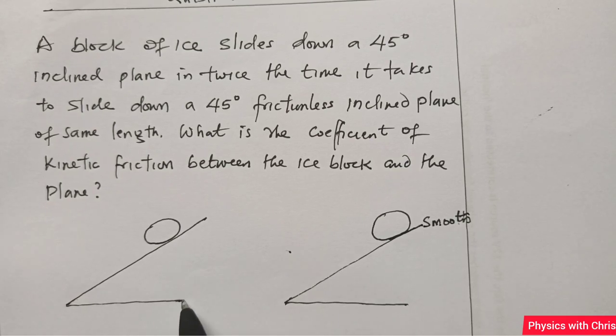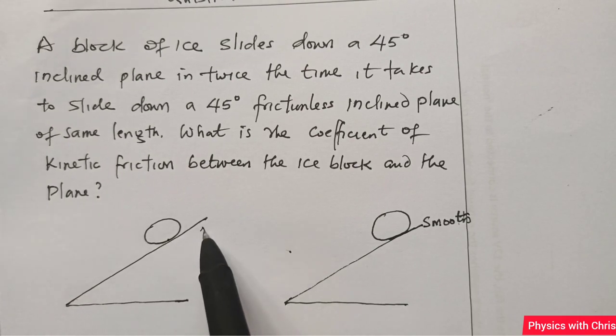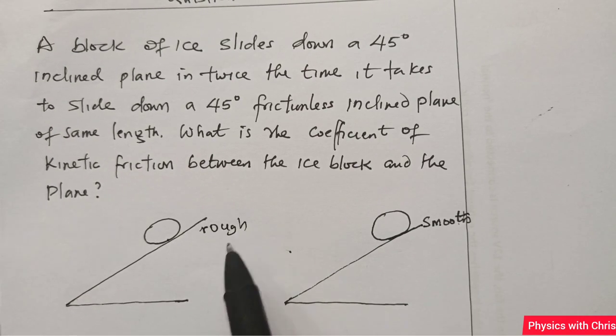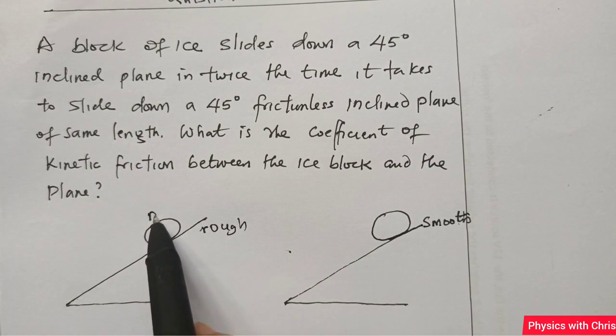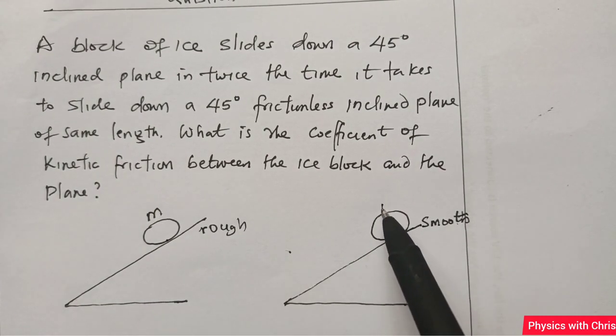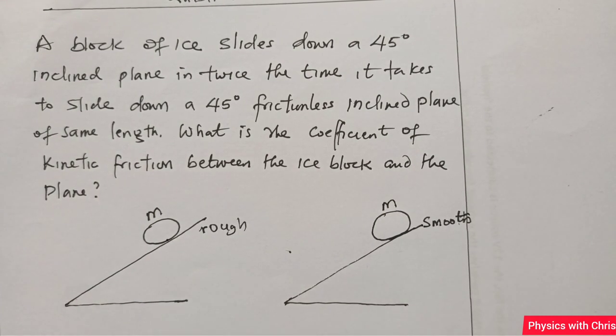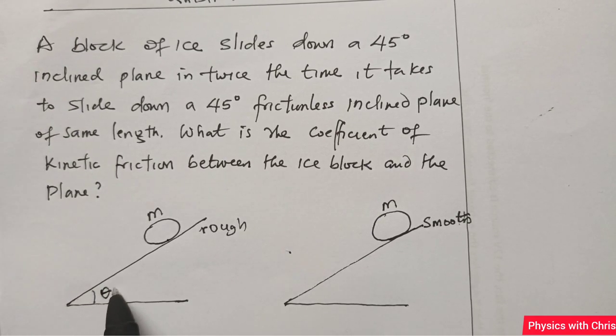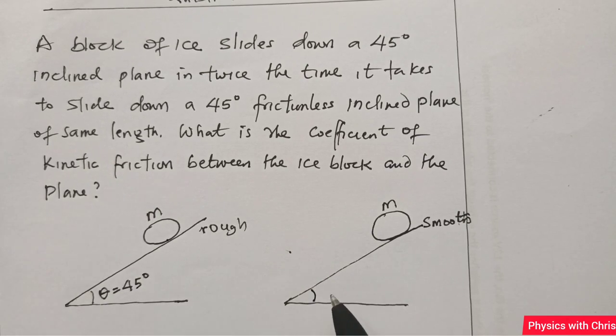But in this case, the frictional force is not negligible between the ice block and the plane. Let's call the mass of the ice block M, and that's of course the same ice. And the length of the planes is the same, whether for the rough plane or for the smooth plane. And both planes are inclined at angle 45 degrees with the horizontal. That is, for the two situations, the angle of inclination of the planes is 45 degrees.